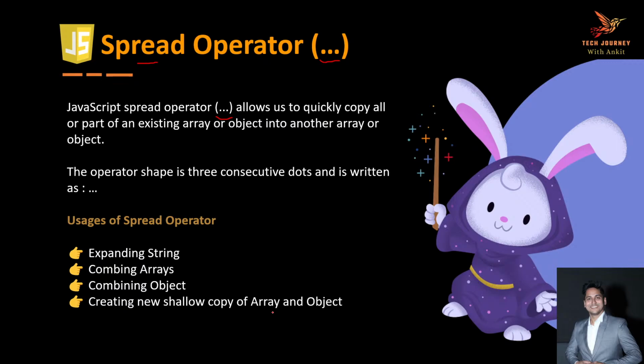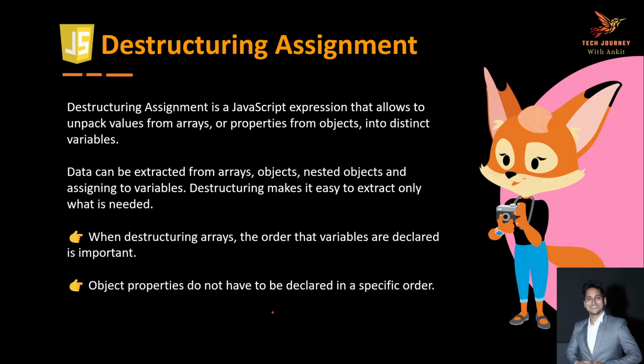Right? Let's move toward the next concept, that is destructuring. Destructuring is again a part of modern JavaScript. It basically allows you to unpack values from an array or from an object. Let's say in your array you have different values. Whenever you want to extract the values from an array or from an object, destructuring is very helpful, and whenever you unpack a value and assign it to a specific variable, in such scenarios destructuring is very helpful.